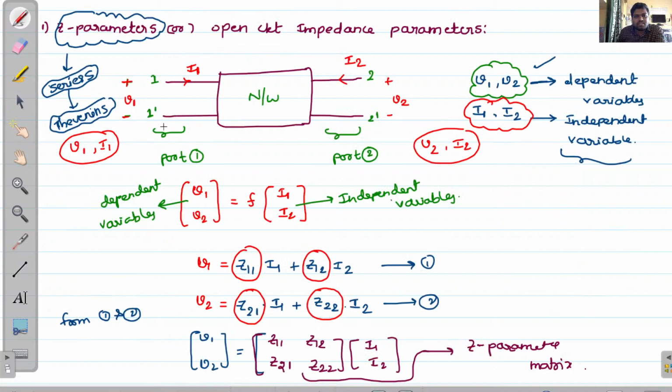For example, if you observe this network, the standard model, input I am collecting at port 1 terminal, and output also I am collecting at port 1 terminal. So that is purely related to port 1 parameter, right? So I'm connecting first V1, and after that I'm connecting I1 at port 1. Now I'm taking Z11, that is V1 by I1. That means this impedance Z11 is purely related to port 1. That 11 indicates port 1 related impedance.